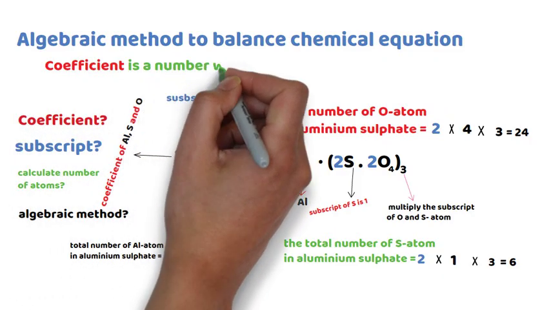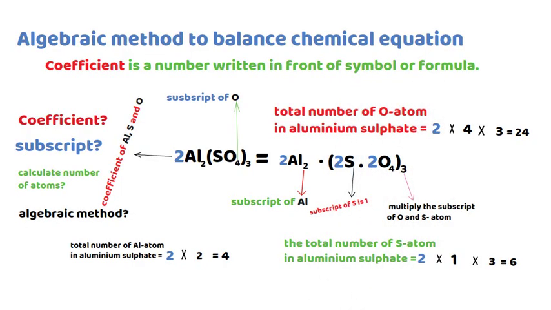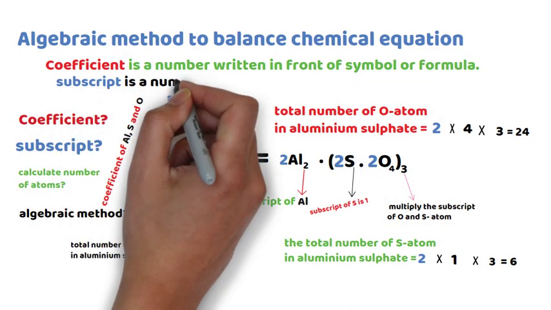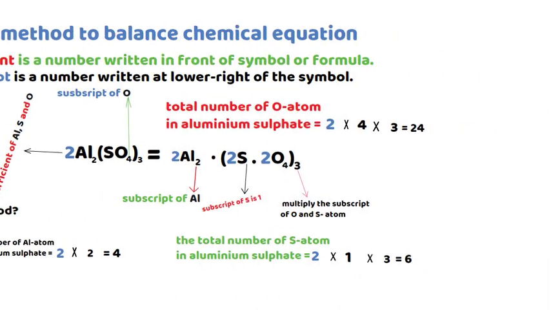Therefore, a coefficient is a number written in front of a symbol or formula, but a subscript is a number written at the lower right of the symbol.